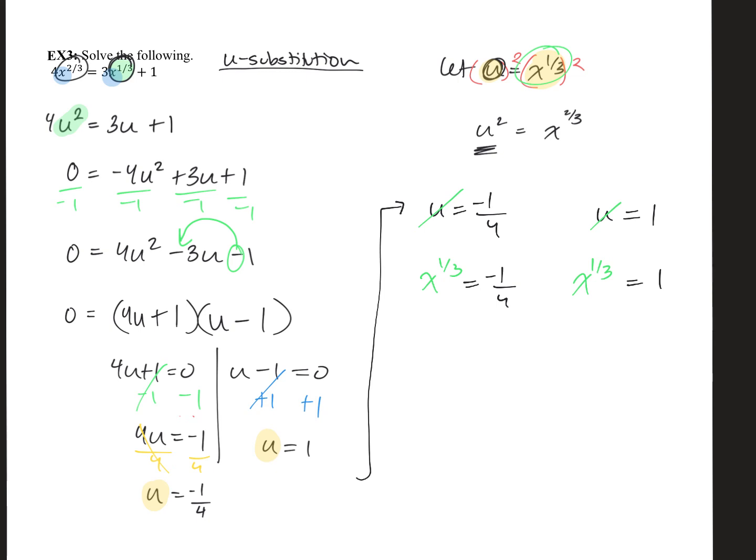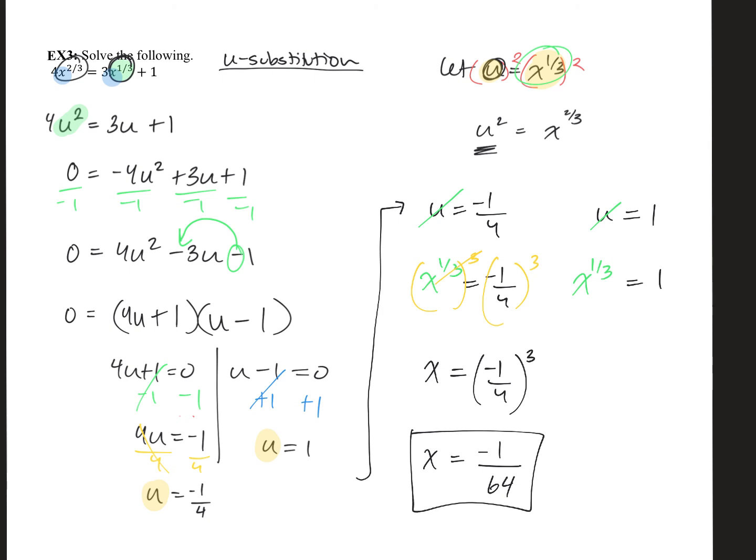Ooh, how do I solve for x? Well, to get rid of a third, we're going to go ahead and raise both sides to the 3rd power, and that'll cancel out those. So I'm left with x equals negative 1/4 to the 3rd power. Distributing that 3, we get x equals negative 1 over 4 to the 3rd power, which is 64. And on the other side, once again, we still have to raise both sides to the 3rd power to get rid of that x to the 1/3. And we get x equals 1 to the 3rd power, which is just 1.